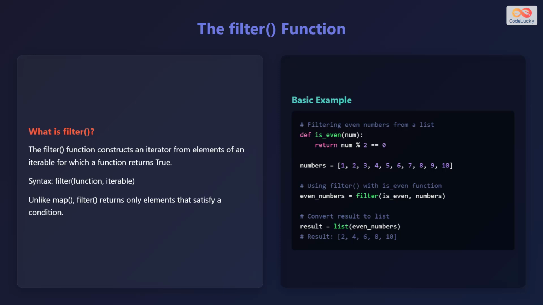Here's a basic example. We define a function called is_even, which checks if a number is even. We have a list of numbers from 1 to 10. We use the filter function with the is_even function to filter out odd numbers. The result is a list containing only the even numbers from the original list.